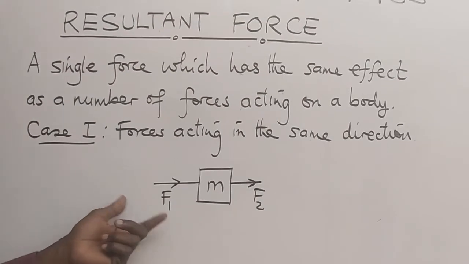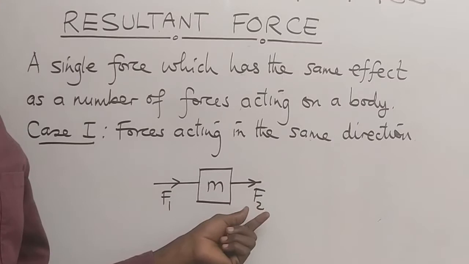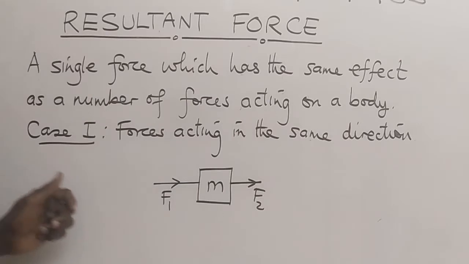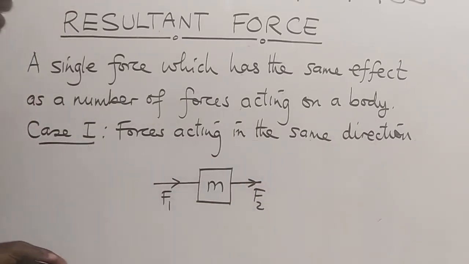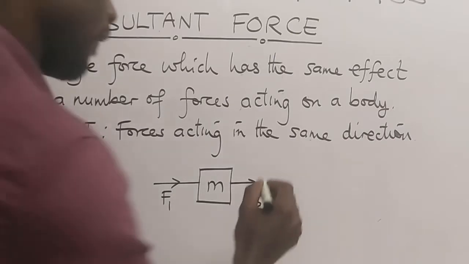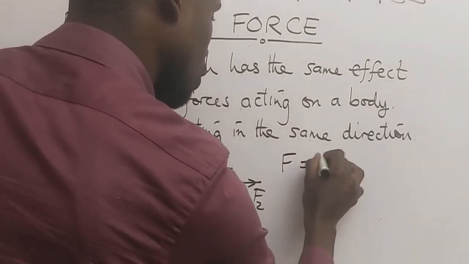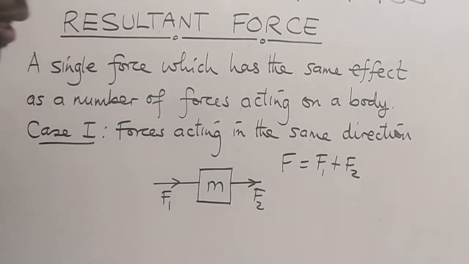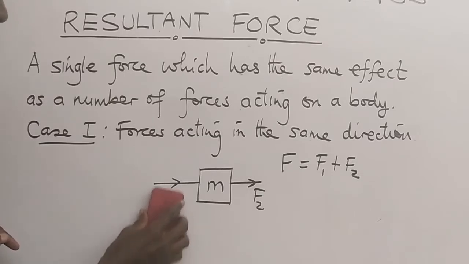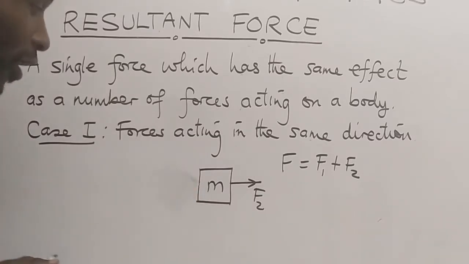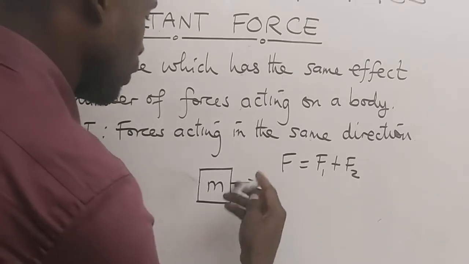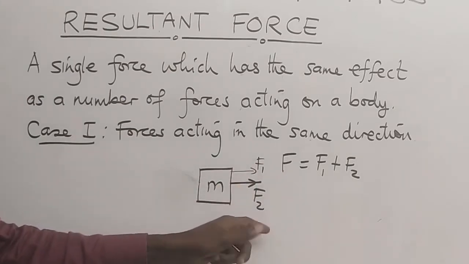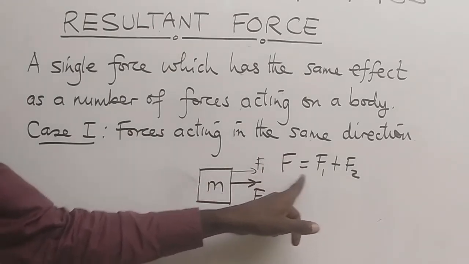Remember, force is simply a push or a pull upon an object. So you have F1 acting in that direction and F2 also in that direction. They are all acting in the same direction. The resultant force F is simply going to be F1 plus F2. There are cases when they will not put them on opposite sides. What matters is the direction. So you may find a case where they put F1 around there, F2 there. The resultant force F is simply the sum of the two.